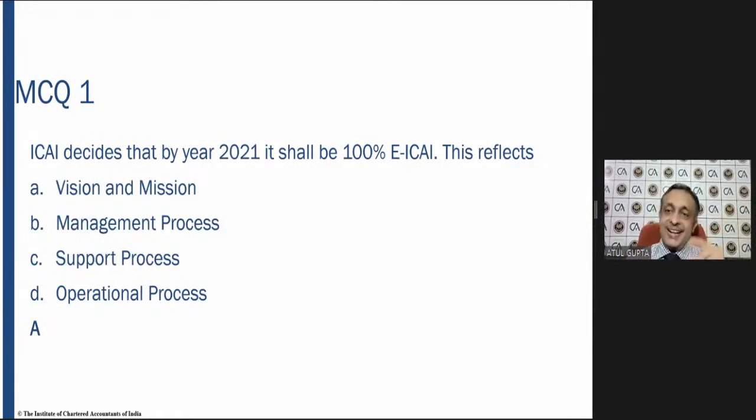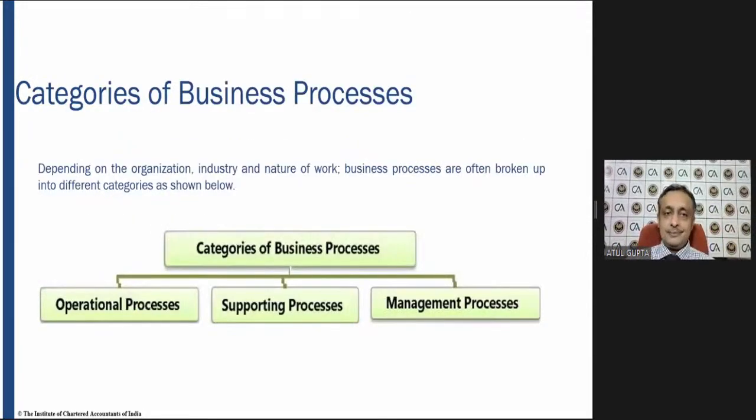Now, to the question that I put to Meghna, vision is what that looks like. Categories of business. Yes, Nandishwaran, thank you. I try to pronounce your name in the best possible manner. If there's a gap in pronunciation, accept my apologies. Okay. Categories of business processes. Depending on the organization, industry, and nature of work, business processes can be categorized in three broad frames.